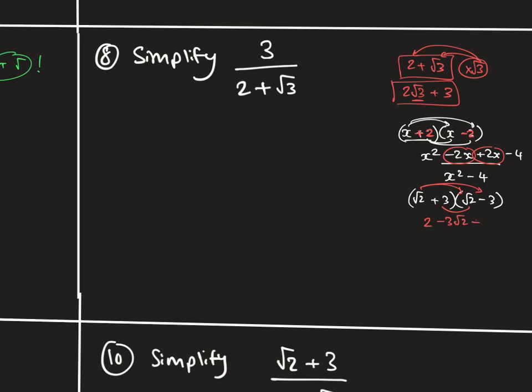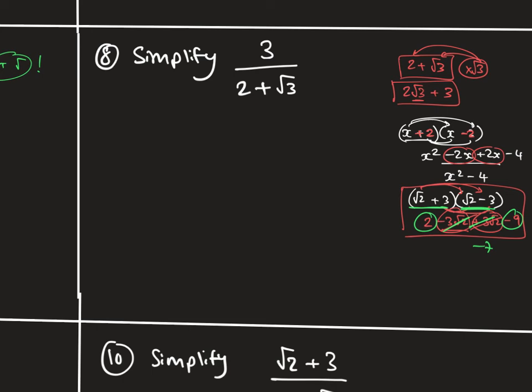Now what I'm going to do is 3 times root 2, which is 3 root 2, and then 3 times minus 3 is minus 9 here. But hopefully you can see that this one here and this one here will actually cancel. So we end up with no roots on the bottom, and 2 minus 9 is just minus 7. So if you've got root 2 plus 3 on the bottom, and we multiply that by root 2 minus 3, it will get rid of these roots in the middle. So let's have a go at that.